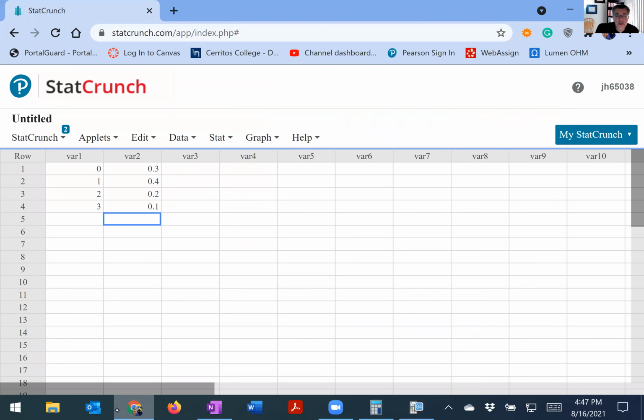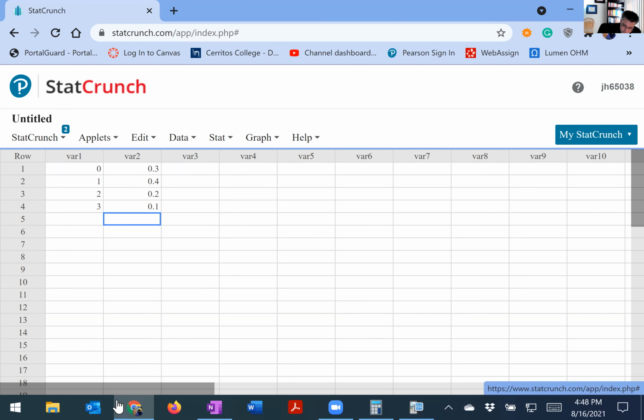Now I've already plugged in the values here. The first column is cars: 0, 1, 2, and 3 cars sold on a Friday. The VAR2 here is the probabilities, 0.3, 0.4, 0.2, and 0.1. Again, if you need to pause the video and plug in these values for yourself, go right ahead. Okay, welcome back. We're going to plug these in, and now we're going to calculate.